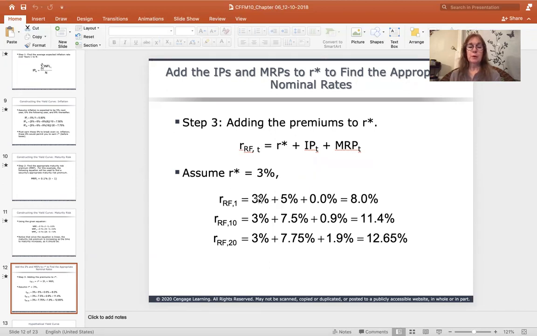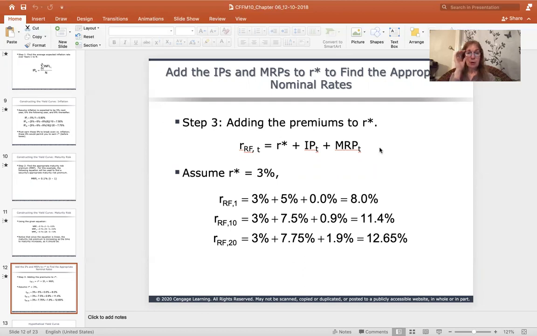So we just start. This is given, this R star. This was the inflation premium that we calculated for the 1-year bond. Maturity risk premium is 0. So the nominal return on a 1-year treasury security is 8. And then we just use those numbers that we just calculated to find the nominal return on a 10-year treasury, which is 11.4. On a 20-year, it's 12.65.